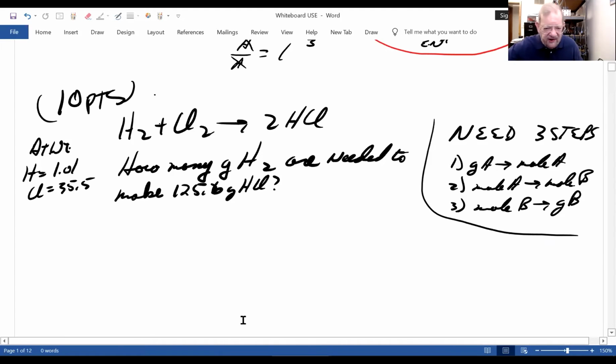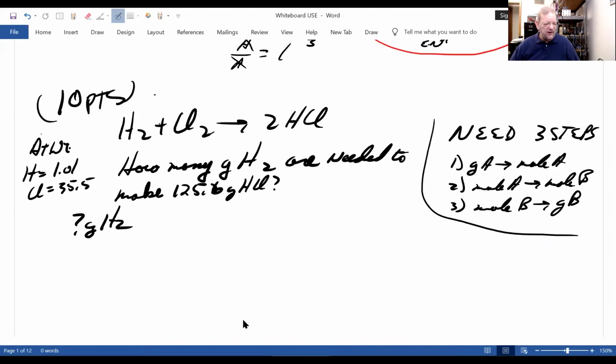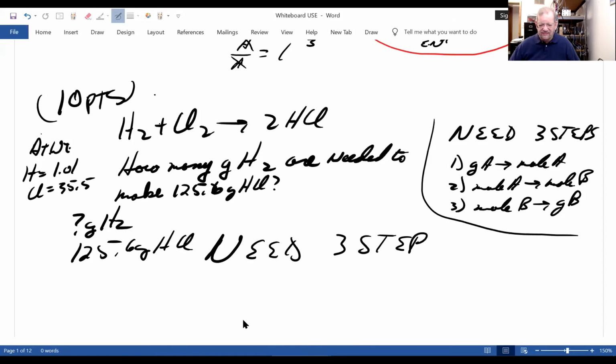All right, so how do you proceed? You need 3 steps. And first of all, what are you being asked to find? Grams of hydrogen. What are you given? 125.6 grams of HCl. And you need 3 steps, which conveniently somebody wrote right up here. The first step, whenever you have grams, you go to moles, and you know 1 mole of a compound equals its molecular weight in grams, and then moles to moles, A to B, and then moles of B to grams of B.